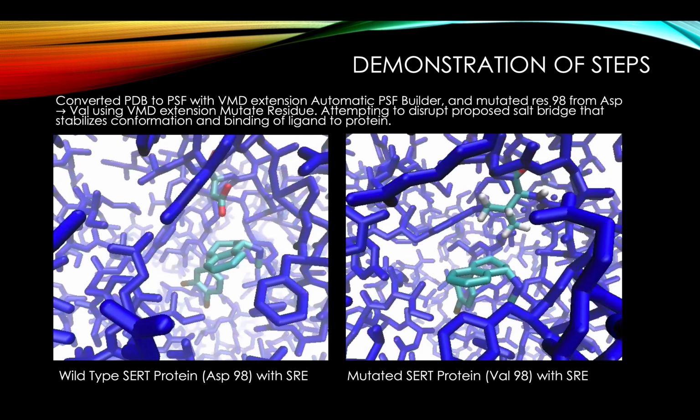So on the left here is the wild type shown in VMD. The overall protein is in blue. However, I have highlighted the aspartate residue specifically, as well as the ligand in the center. And on the right is this mutated molecule that shows the valine in its place.